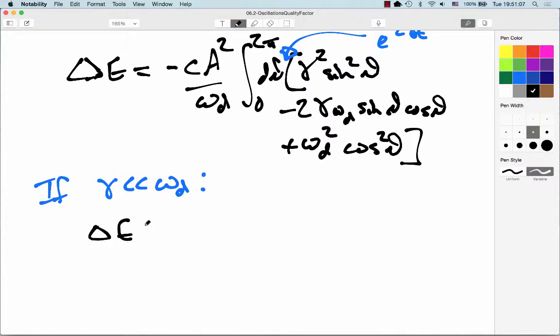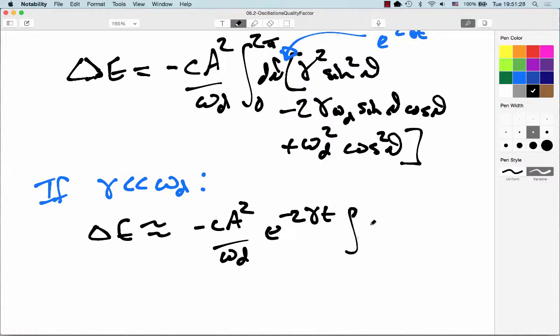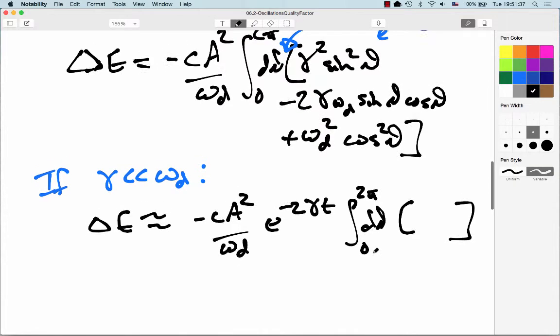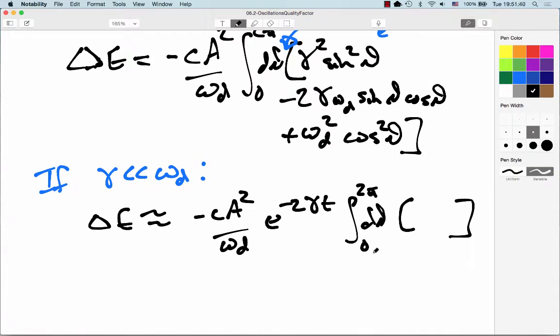So then delta E will be approximately minus C a squared over omega_d, e to the minus 2 gamma t, and then the integral d theta from 0 to 2 pi of the stuff I just expanded out before. Now for the stuff I expanded out before.